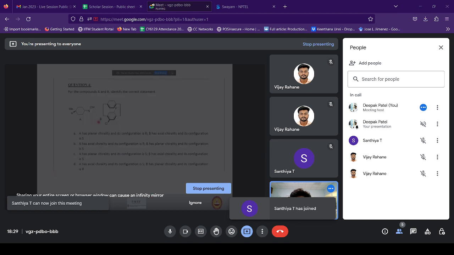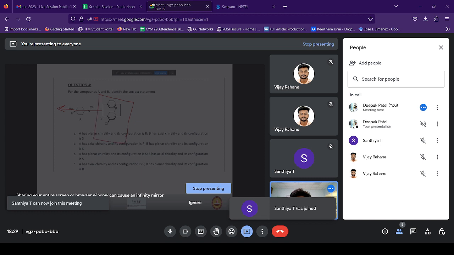So coming to question number 4: for the compounds A and B, identify the correct statement. This is A, this is B. By seeing this, you should always think there is no chiral center, they have a chiral plane or chiral axis. First, you have to differentiate. So this has the chiral axis, and this is a chiral plane. This is a chiral axis which passes through this, and this is a chiral plane which passes through this.